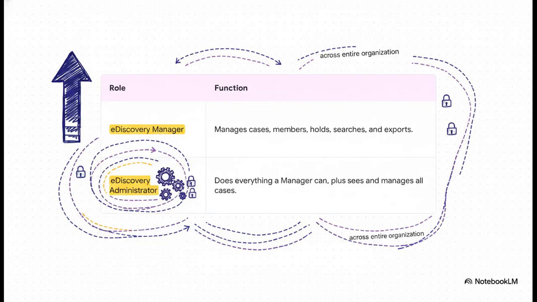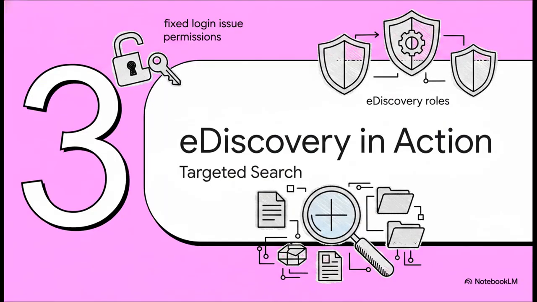Now, this is really interesting because it shows you the hierarchy inside of just one role group. You've got the e-discovery manager and the e-discovery administrator. They're in the same group, but the administrator has way more power. They can do everything a manager can, plus they can see and manage literally every single case across the whole organization. That's a perfect example of that granular control we're talking about. Okay, so theory is great and all, but let's put this into practice.